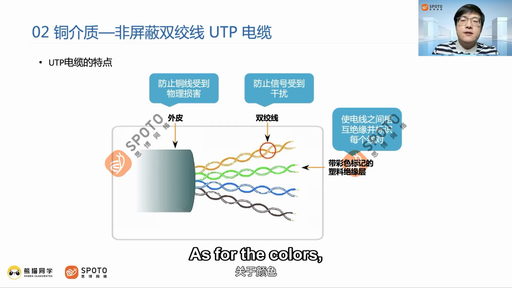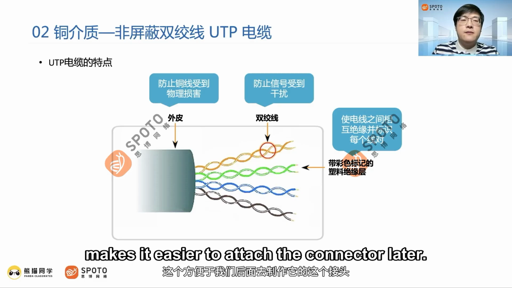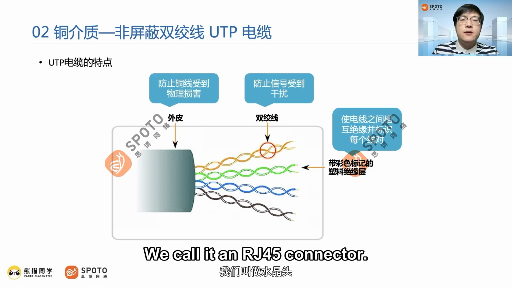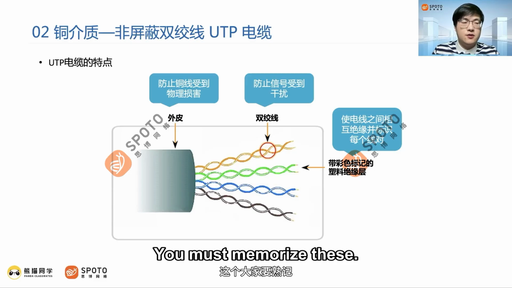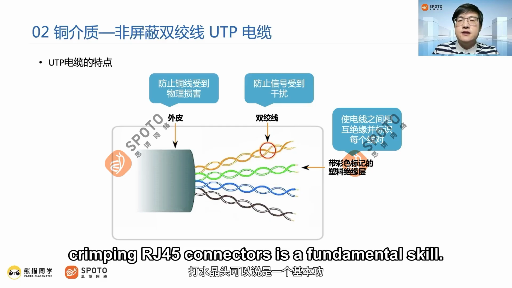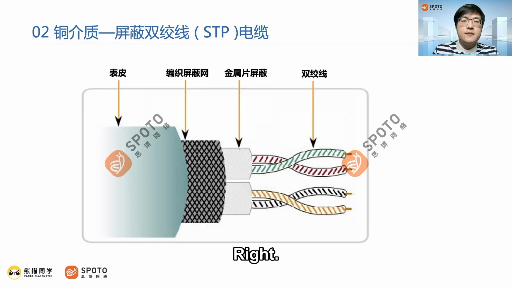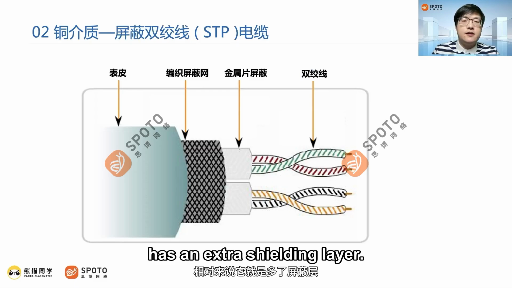As for the colors, they also have different identifiers. This makes it easier to attach the connector later. We call it an RJ45 connector. When crimping the RJ45, there are different wiring sequences. You must memorize these. As a network engineer, crimping RJ45 connectors is a fundamental skill. Compared to UTP, shielded twisted pair cable has an extra shielding layer.